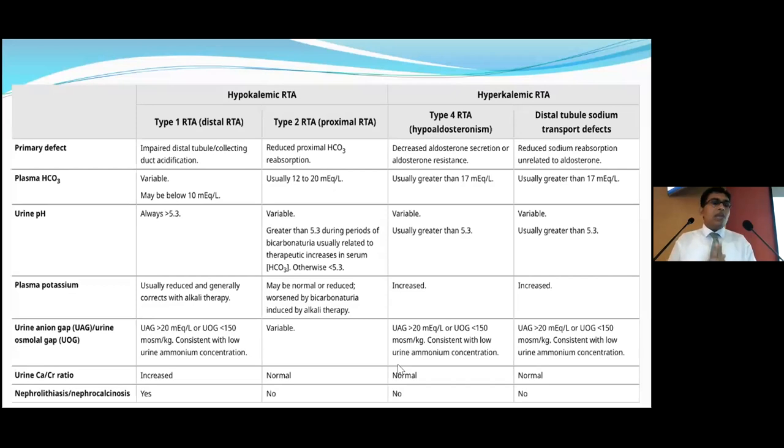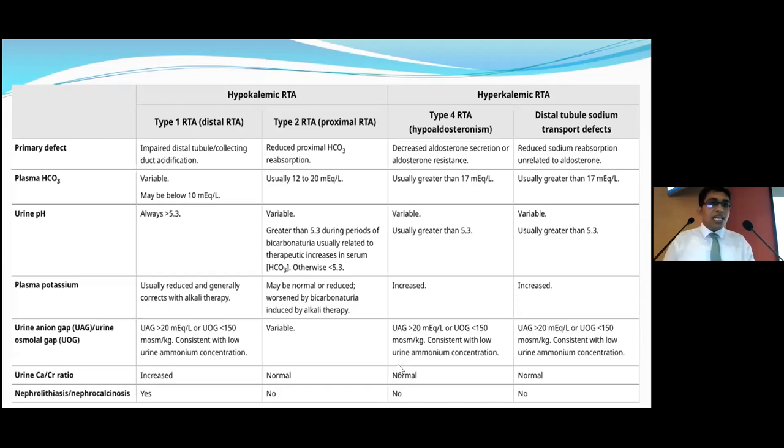The primary defect in type 1 renal tubular acidosis is impaired acid secretion from the distal tubule or collecting ducts. Usually their serum bicarbonate level is low, sometimes less than 10 millimoles per liter. Their urinary pH is always more than 7.3, and their plasma potassium values are low all the time. Urinary anion gap is usually increased, or urinary osmolar gap is low, less than 150.